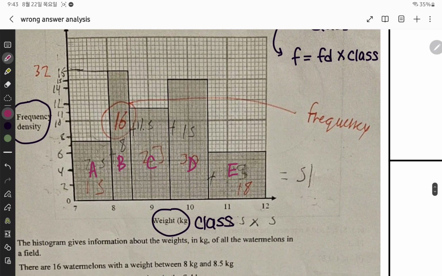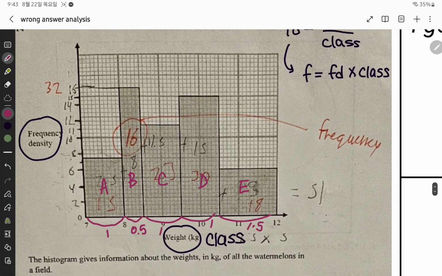So first of all, we notice that the class right here is 1, while this one is 0.5. And this one again is 1 and 1 and 1.5, okay? And then we're going to get the frequency density, which in this part is 15. And it's going to be 32. And this is 23. And this is 30. And lastly, this one is 12.